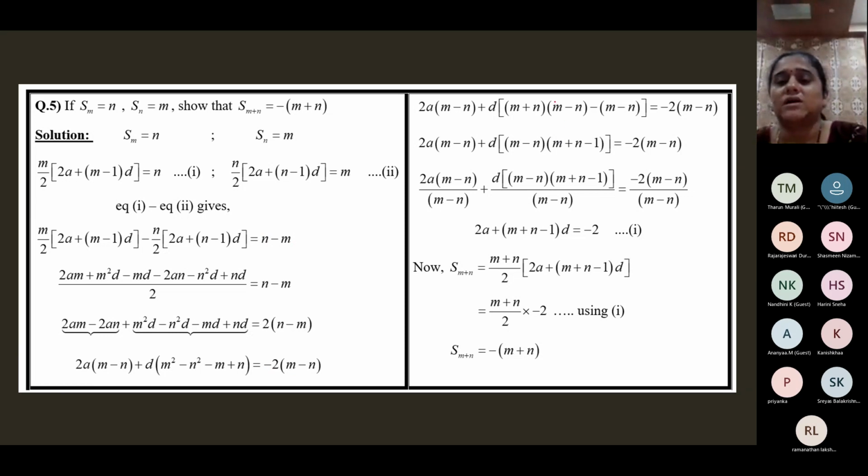Okay, then m minus n is common. So in the bracket, you'll get m plus n minus 1. The rest of it as it is. This one as it is. Only this bracket we'll have to simplify, is equal to, this one also as it is, minus 2 into m minus n.